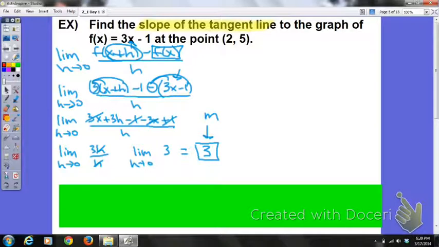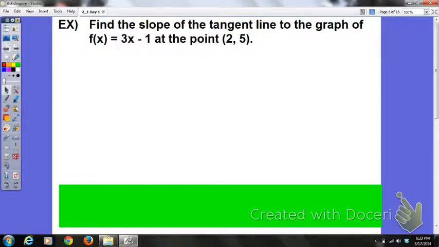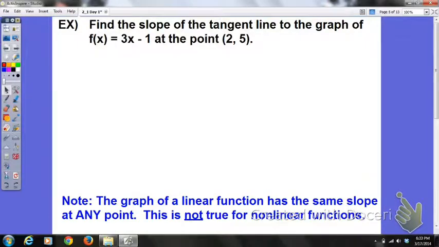You should also note that if we were to take our x value of 2 and plug it in for our x at any point, once we've started applying the difference quotient, we will also get 3 for our slope. That is because the graph of a linear function has the same slope at any point. Our 3x minus 1 is a linear function.